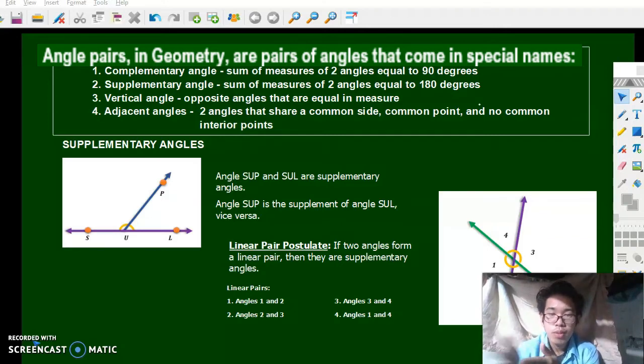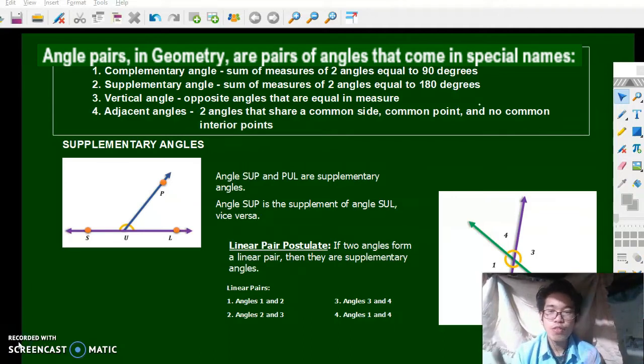Now we move on to supplementary angles. Here on the left side we have a figure, angle SUL. Angle SUL is a straight angle, and it has two angles, angle SUP and angle PUL. So on our figure we have here a supplementary angle.